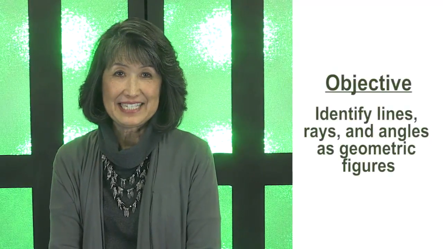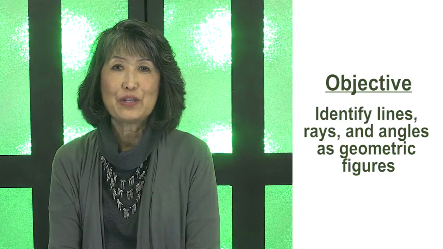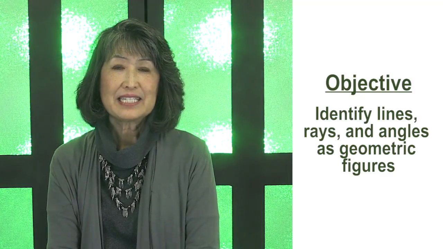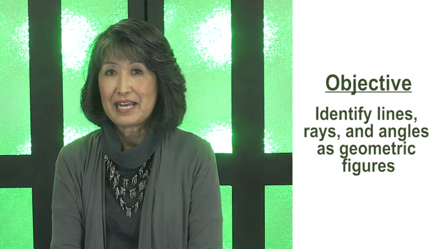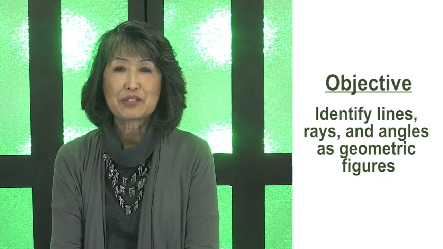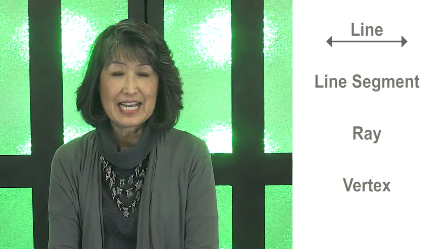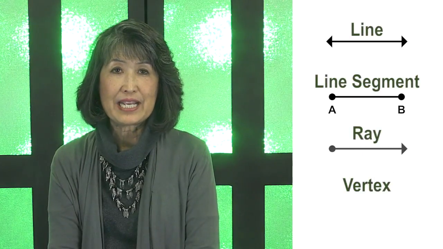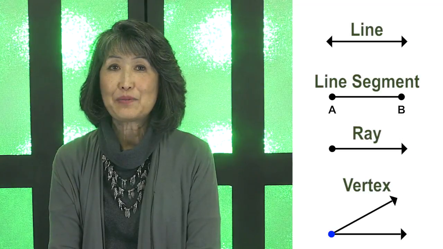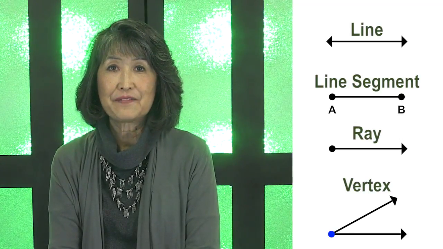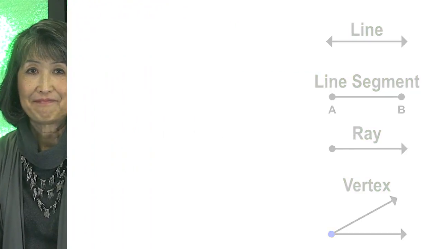The objective of this lesson is to identify lines, rays, and angles as geometric figures. This lesson introduces a new area of math. Students will describe geometric objects and figures using precise language including line, line segment, ray, and vertex. In this lesson, we'll explore different geometric objects, of which lines are one of the geometric figures.